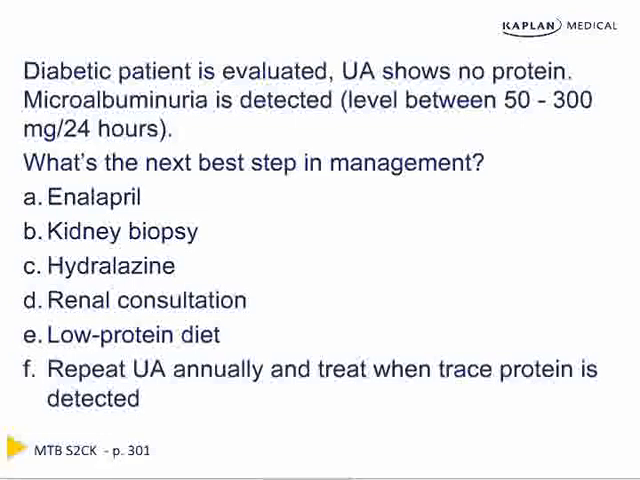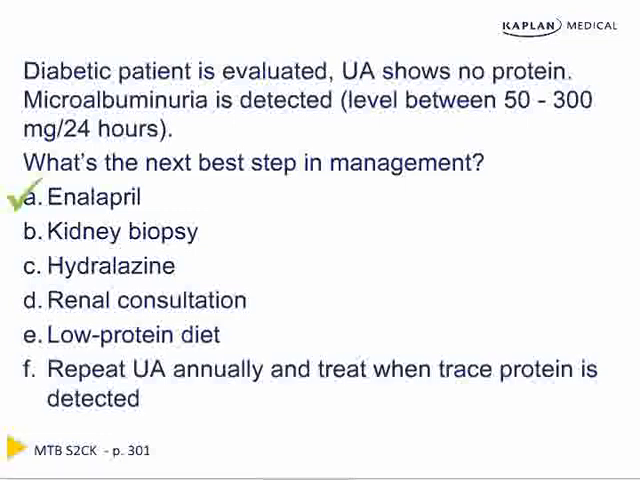The correct answer is enalapril. ACE inhibitors or angiotensin receptor blockers, like losartan or valsartan, are the best initial therapy for any degree of proteinuria in a diabetic patient. What they do is they decrease the progression of proteinuria and therefore can delay the development of renal insufficiency in our diabetic patients.